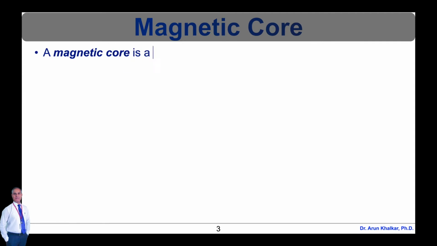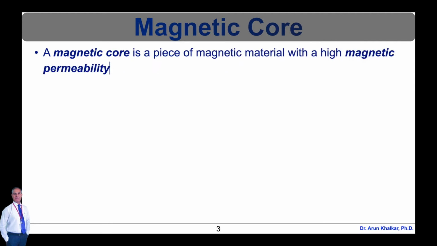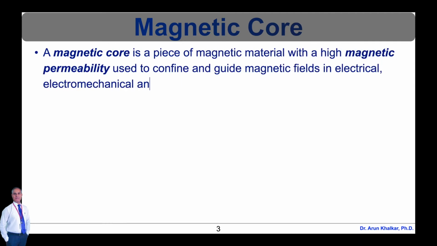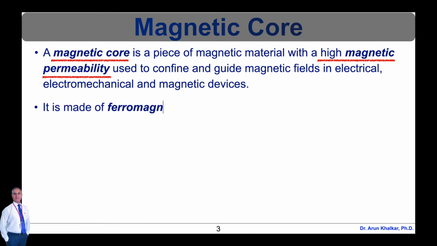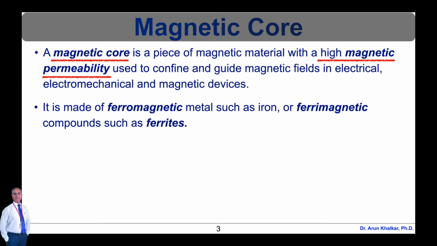A magnetic core is a piece of magnetic material with a high magnetic permeability used to confine and guide magnetic fields in electrical and magnetic devices such as electromagnets, transformers, electric motors, generators, inductors, magnetic recording heads, and magnetic assemblies. It is made up of ferromagnetic metals such as iron or ferrimagnetic compounds such as ferrites.